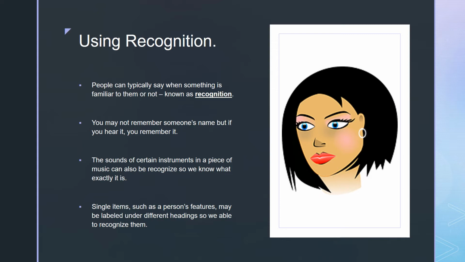Also with recognition, we have single items, such as a person's features, that may be labeled under different headings so we can recognize them. For example, if you look at this picture of this woman I put up here, you might say, okay, she has short black hair, she has some makeup on, she has blue eyes, she has earrings. When you put those things under categories, it may help you recognize someone quicker. You might say, oh yeah, that girl has black hair, she had earrings, she had makeup. You break the person's features down into different categories, so that allows you to recognize them quicker.